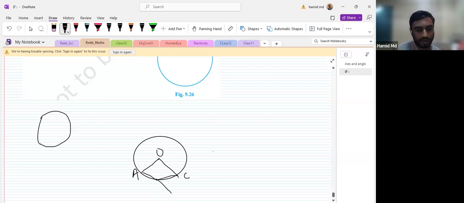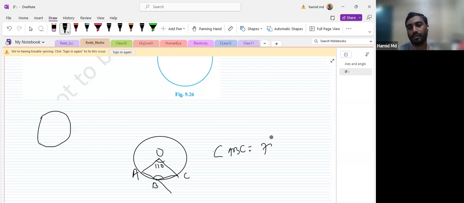Why extended? I don't know. What is this, the opposite pair? The sum of an opposite pair is how much? 180 degrees. This is 110. So what will this be? It will be 70 degrees. Angle ABC is 70 degrees.